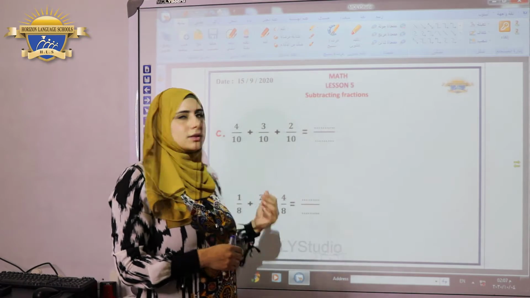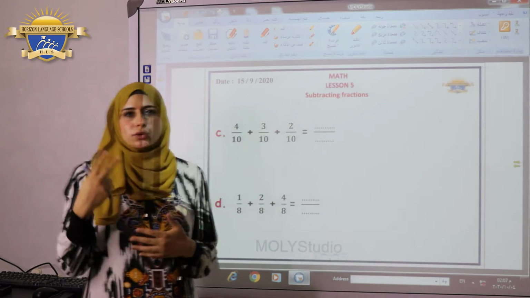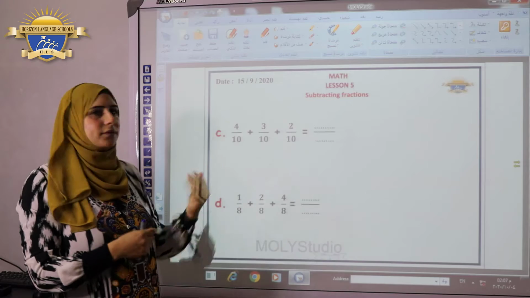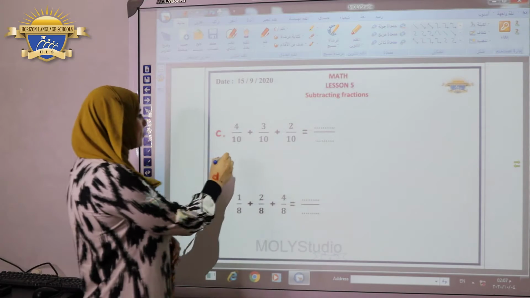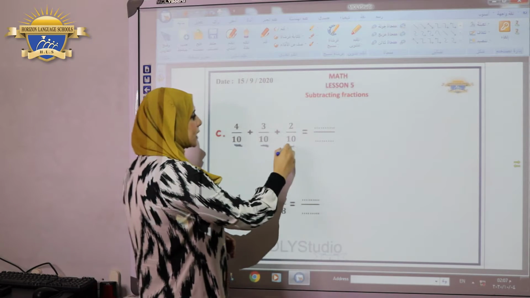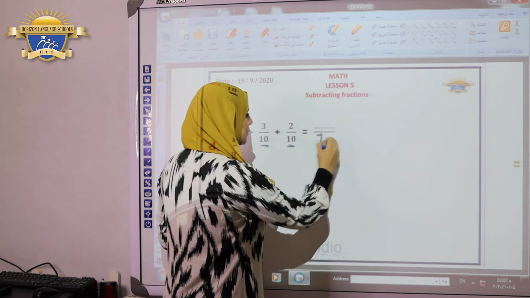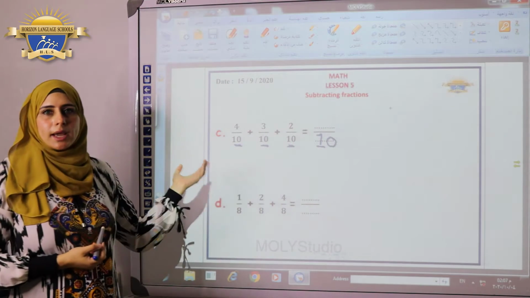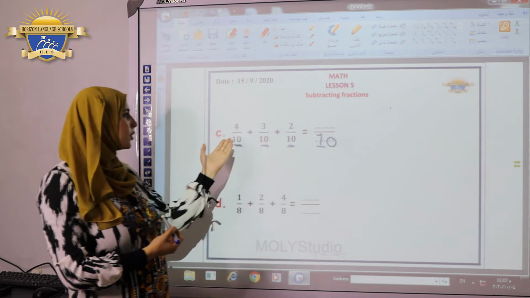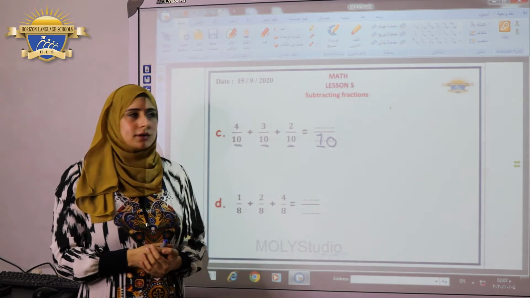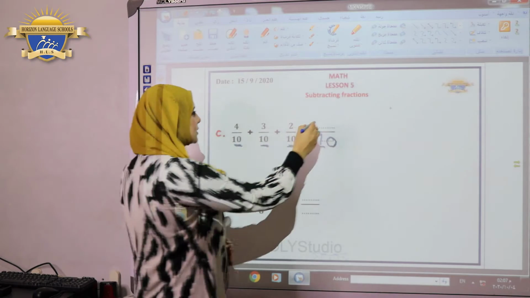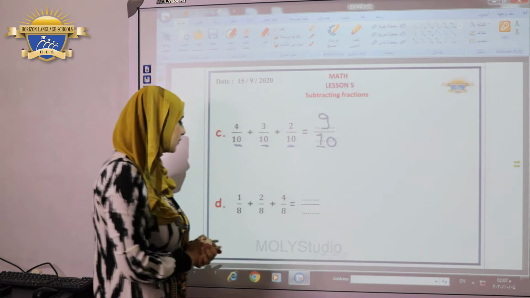Number C. Maybe he asked to add more than 2 fractions. So here I have 3 fractions. The common denominators here is 10. So I will write or keep 10. Then add the numerators. 4 plus 3 is 7 plus 2, which is 9.